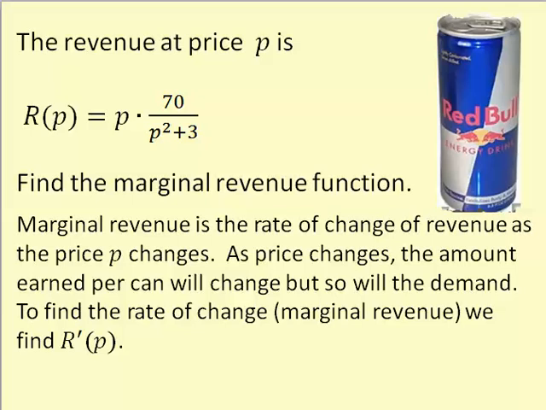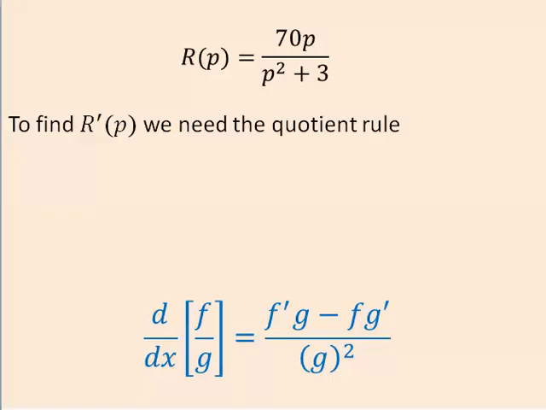Now let's look at this revenue function. As price changes, the amount earned per can will change, but so will the demand. To find the rate of change, marginal revenue, we need to find R prime of P. To find R prime of P, we need the quotient rule. The derivative of the first times the second minus the first times the derivative of the second all over the second squared. Do the setup for the quotient rule.